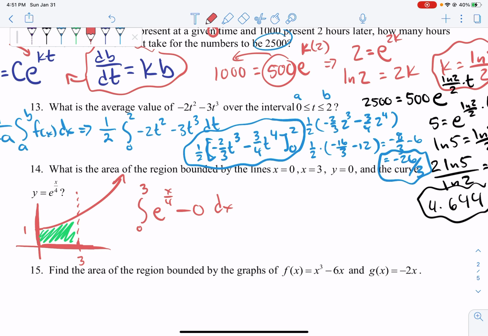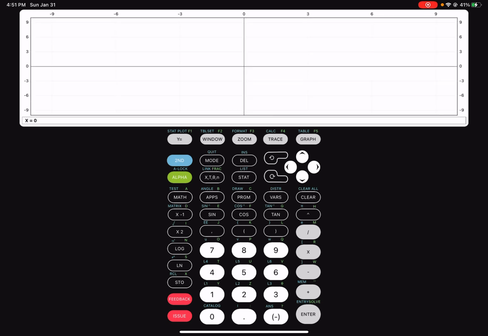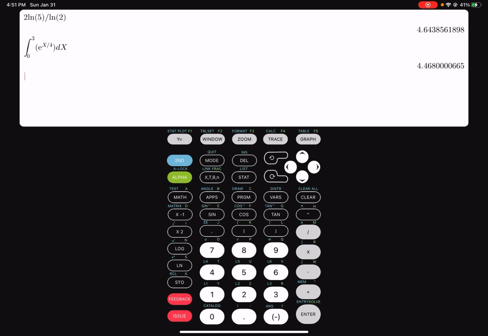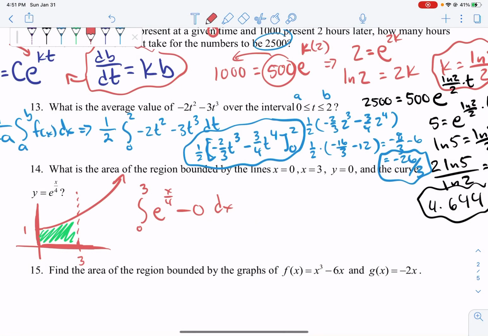Okay, so we're going to plug that in the calculator, 0 to 3 of e to the x over 4. So we are going to go math 9. We're going from 0 to 3 of e raised to the x over 4 dx. I don't want to graph that. Where am I going? Enter. 4.468, and then a bunch of zeros. So that's going to be approximately 4.468.